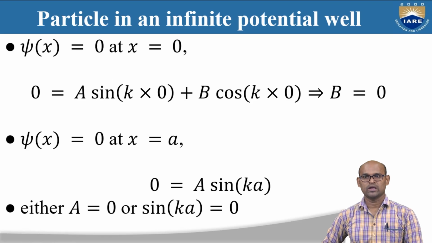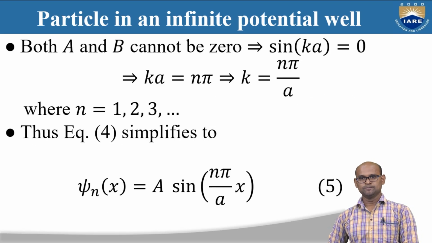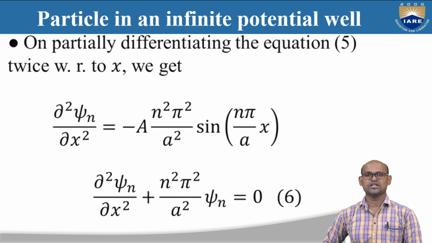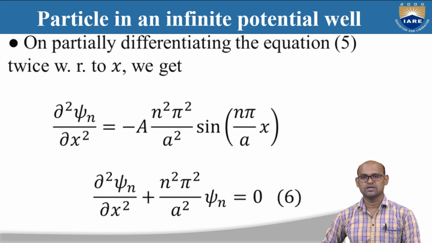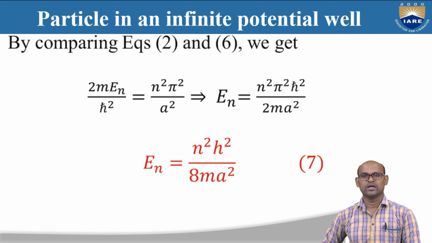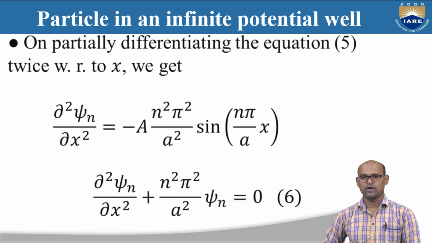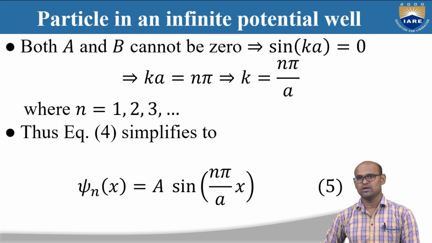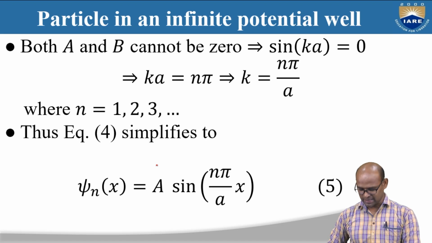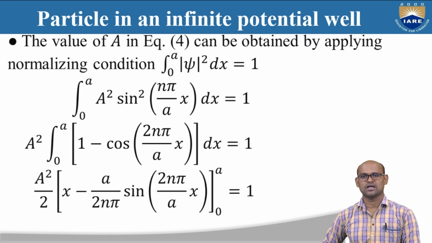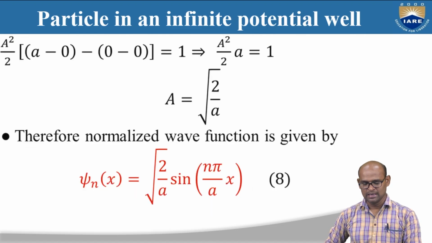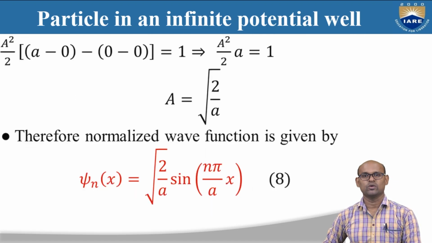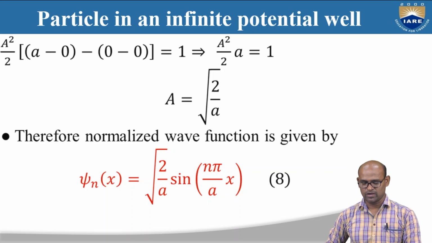We use boundary conditions to find b and k, then write the wave function equation, differentiate it twice, and compare equation 6 and equation 3 to get the eigenvalues, or discretized energies, which is En equal to n square h square by 8m a square. Then, to remove the unknown constant a in the wave function, I am going to use the normalization condition. Using this, I find a, and once I substitute it in the wave function, I get the eigenfunctions or wave functions.